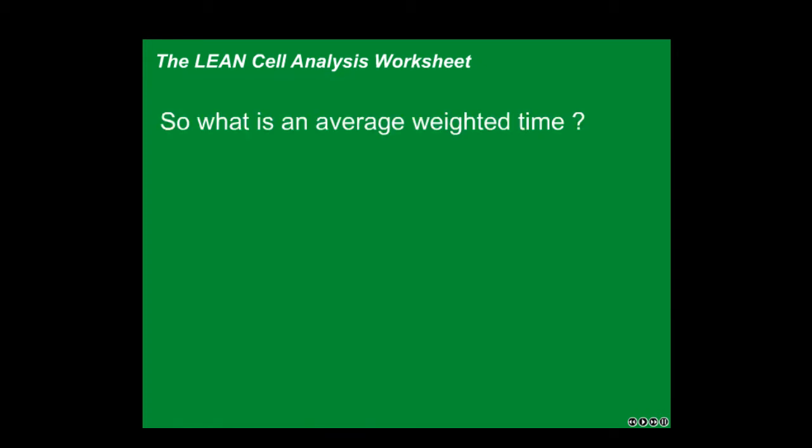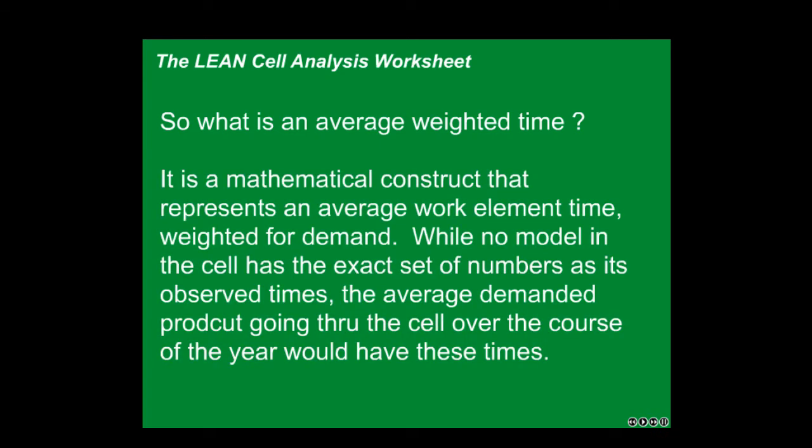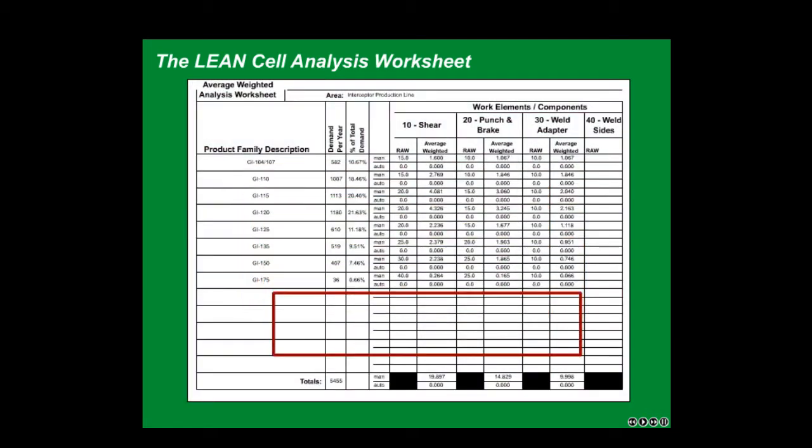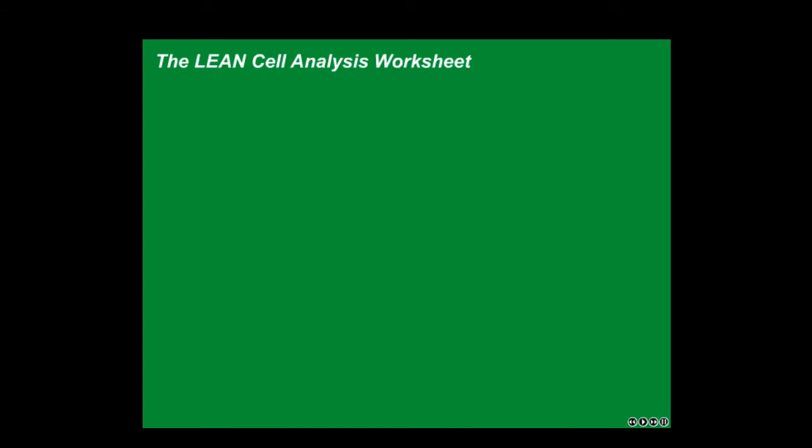So what is an average weighted time? It is a mathematical construct that represents an average work element time weighted for demand. While no model in the cell has the exact set of numbers as its observed times, the average demand product going through the cell over the course of the year would have these times. We will use each of these times to plot the takt time, average weighted time cycle time chart. To complete the lean analysis worksheet, sum the average weighted time for each work element to determine the total labor and automation for each work element in the average weighted model as shown.